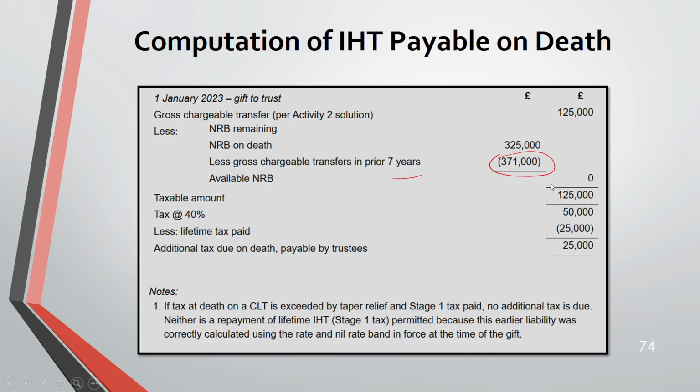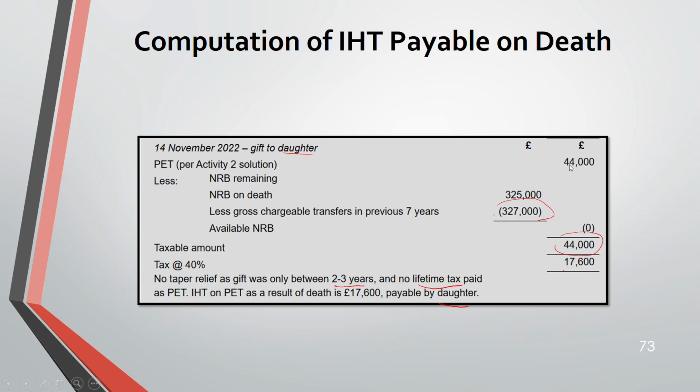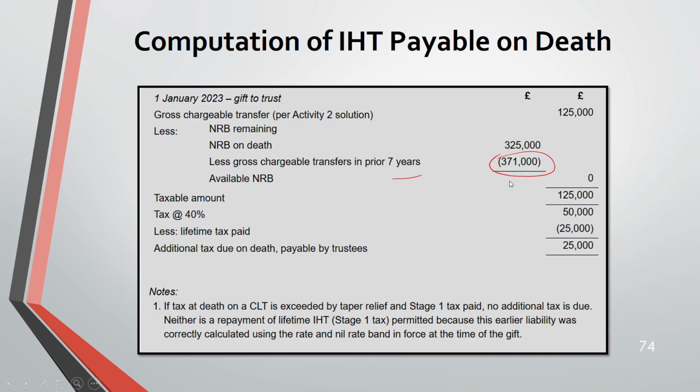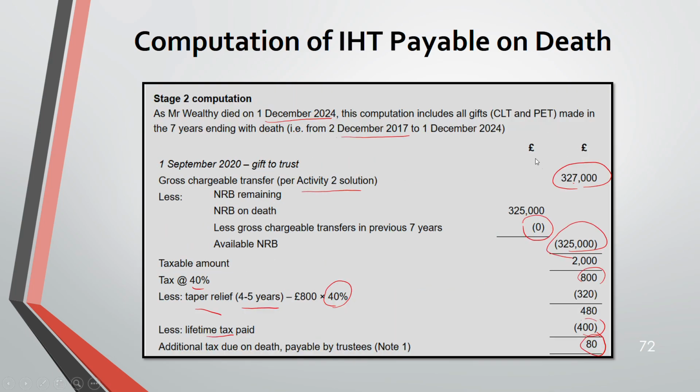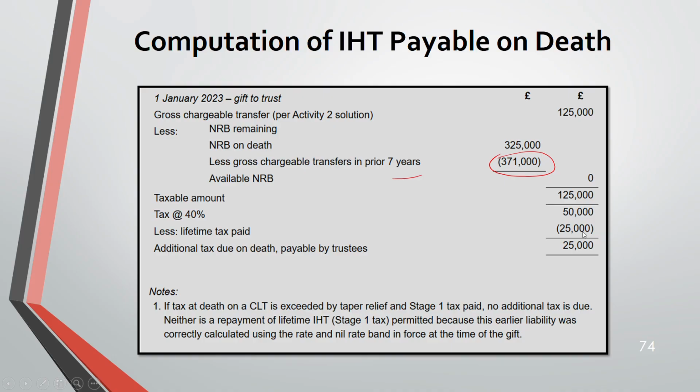Because in the first one you have utilized 325,000. First gift, second gift, it is 44,000. You see, PET is 44,000. You have utilized. And here it was 325. The entire amount you have utilized. So 325 plus 44 is 371. I'm sorry, you have utilized 327, the first one. First gift you have utilized. So just look at the gross chargeable transfer. That is the amount of nil rate band you have utilized. 327 plus 44, if you add, is 371.